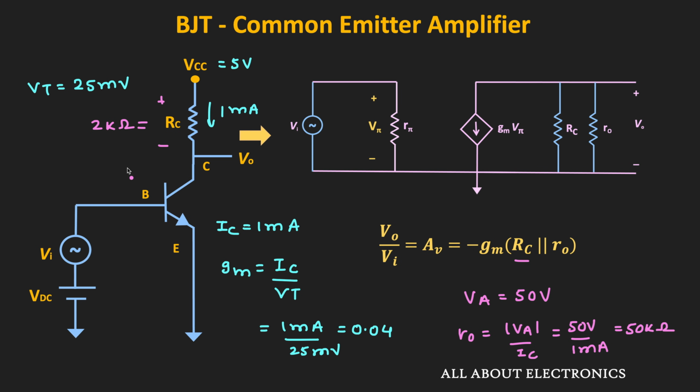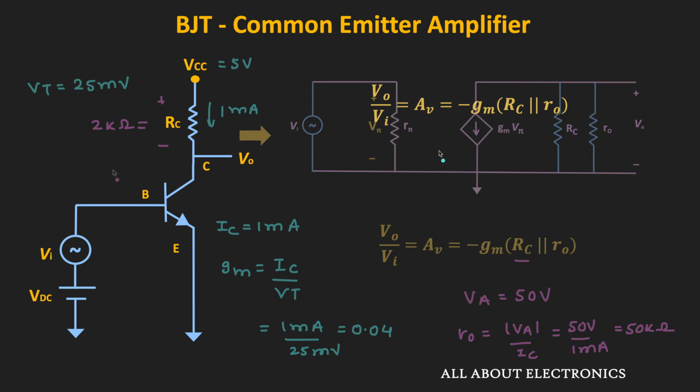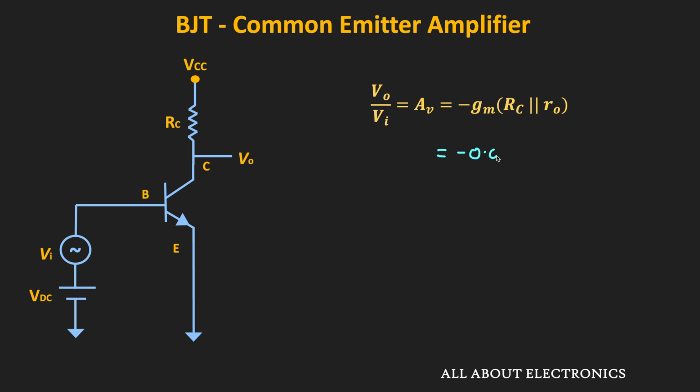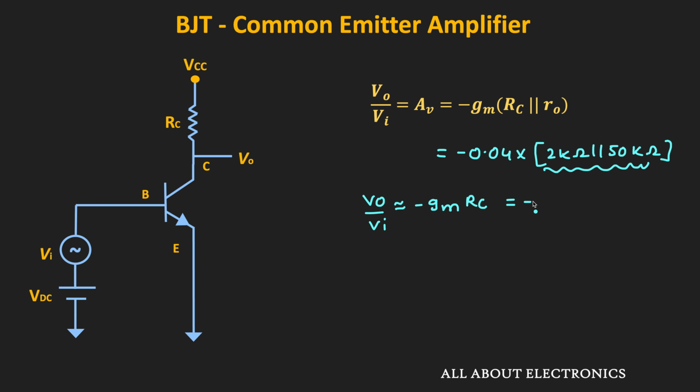Now by putting all these values, the voltage gain is equal to minus 0.04 times 2 kilo ohm in parallel with 50 kilo ohm. This value is approximately equal to 2 kilo ohm. So we can say that VO divided by VI is approximately equal to minus Gm times RC, and that is equal to minus 0.04 times 2 kilo ohm. That is roughly equal to minus 80. So we can say that the magnitude of the voltage gain for this common emitter amplifier is equal to 80.